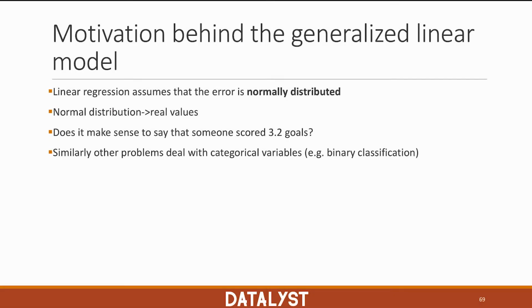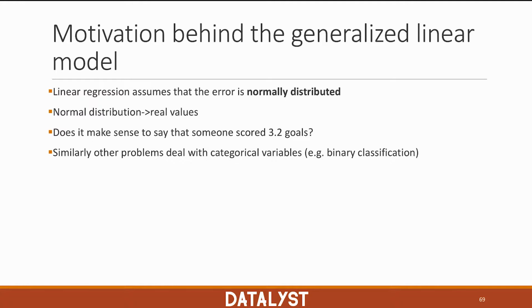So we covered linear regression, which is the single most famous and most used model in statistics. However, linear regression is not a model that you can use in every case. In linear regression, we make the assumption that the error is normally distributed. And this means that the response variable, the predictions we make, can take any value from minus infinity to positive infinity on the line of real numbers.